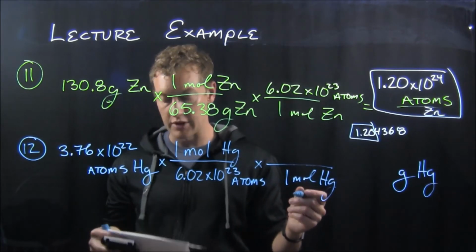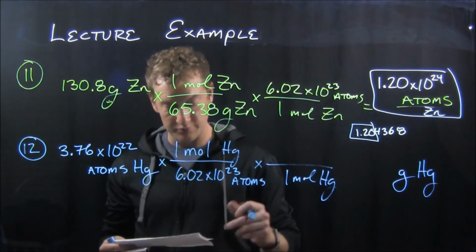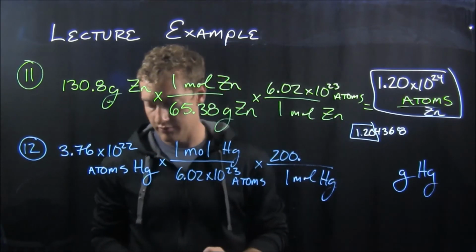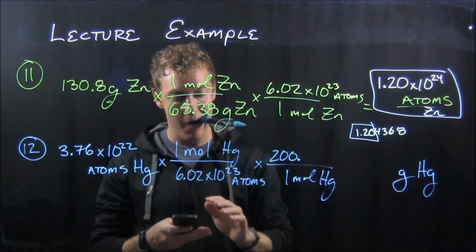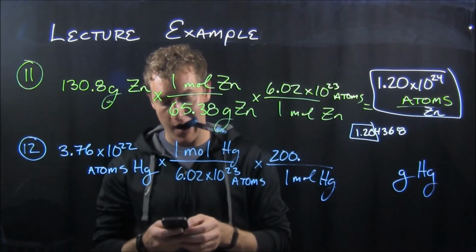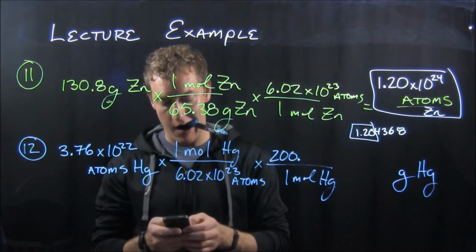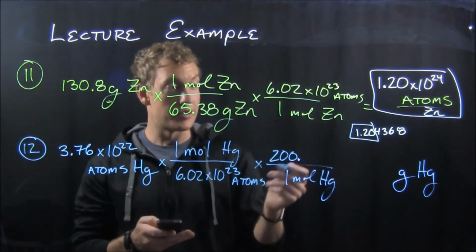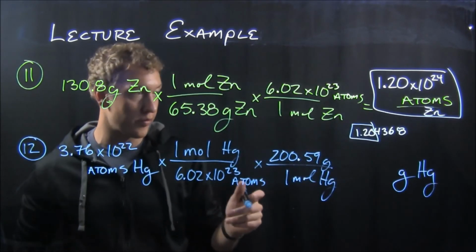I did not write that down. It's like 200, right? 200.6-ish. You should have a periodic table. I should have a periodic table. 200.59 grams of mercury is 1 mole of mercury.